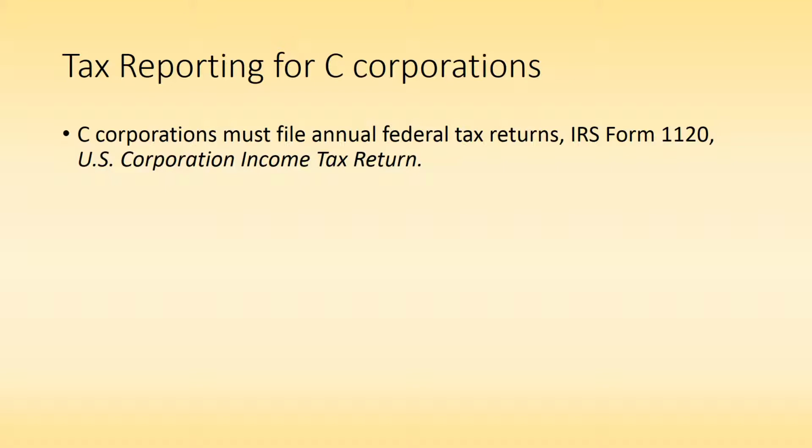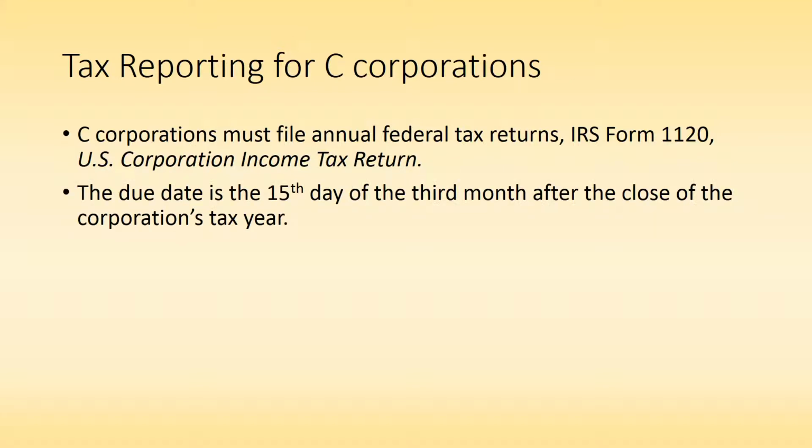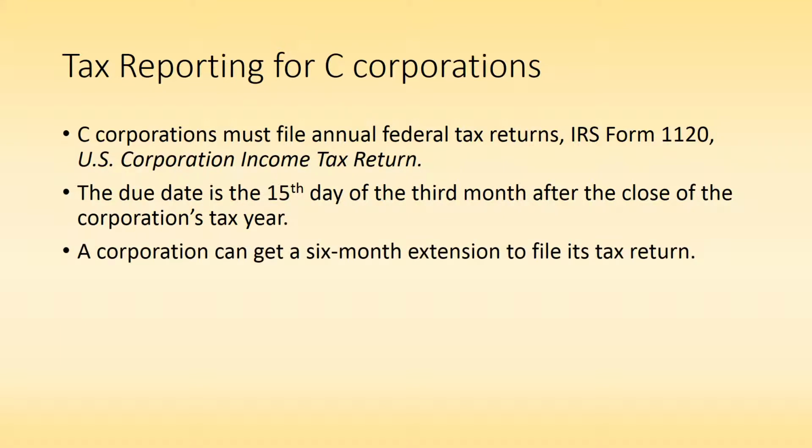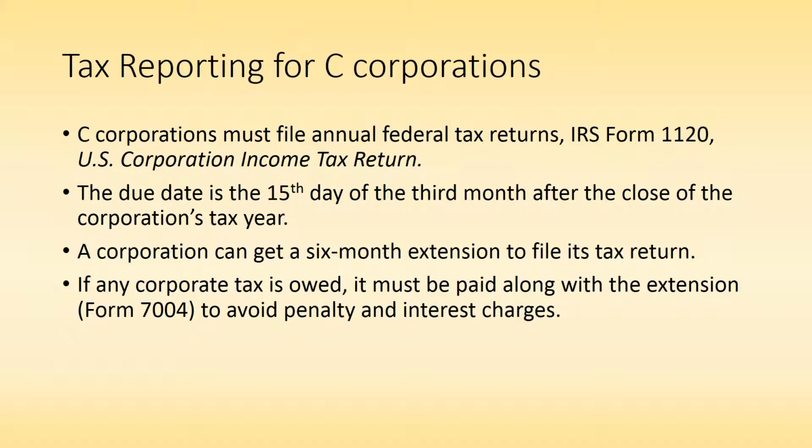C corporations must file annual federal tax returns, IRS Form 1120, U.S. Corporation Income Tax Return. The due date is the 15th day of the third month after the close of the corporation's tax year. If the corporation uses a calendar year, its tax return is due every March 15th. A corporation can get a 6-month extension to file its tax return. For example, September 15th would be the extended due date for a calendar year reporting corporations. If any corporate tax is owed, it must be paid along with the extension form 7004 to avoid penalty and interest charges.